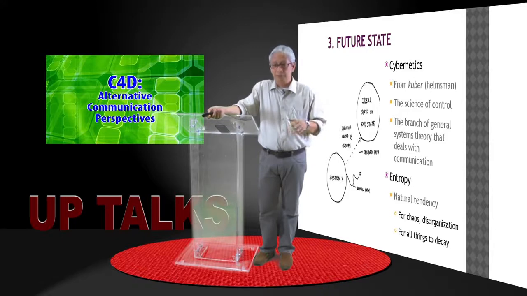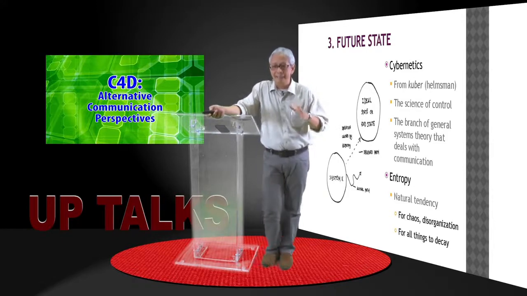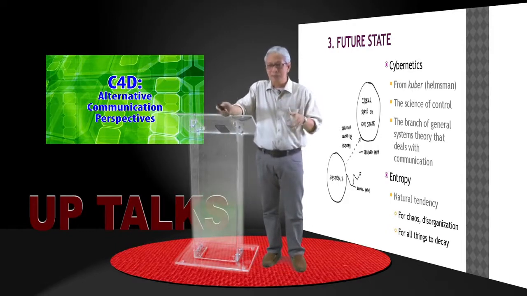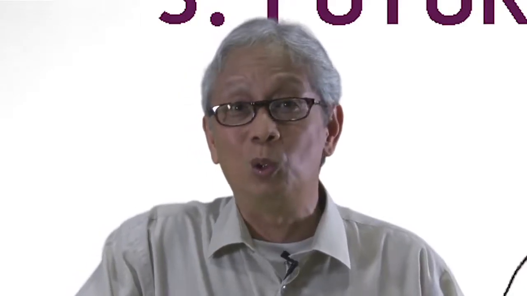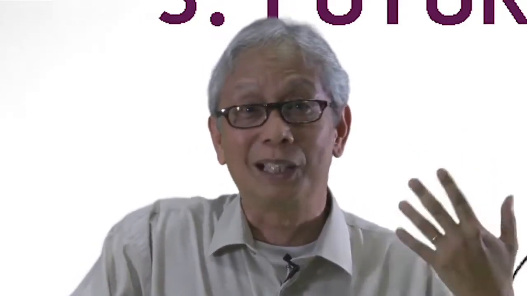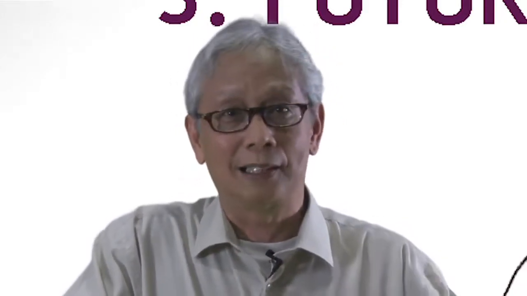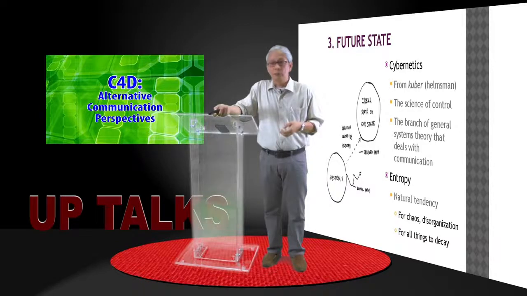Okay, the basic assumption of cybernetics is there is a tendency in the entire universe. There is a tendency which is called entropy, a tendency for all things to decay, a tendency for all living systems to become disorganized. This is the reason why we grow old, why my hair would turn white, why we eventually will have wrinkles, while food rots. Entropy is a natural tendency for chaos or for disorganization.